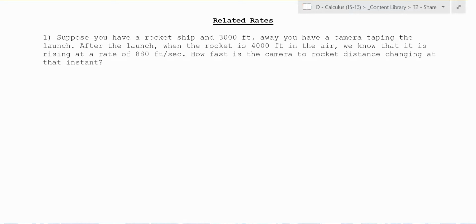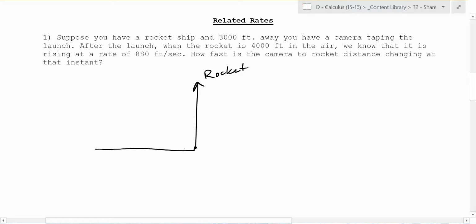In this case, let's draw a picture. So what's going on? There's a rocket, and what's it doing? It's going up. We're assuming the rocket's going straight up, by the way. So here's our rocket. And we have a camera that's a certain distance away. Here's the camera. And the rocket's going up, and we could label some distances here.